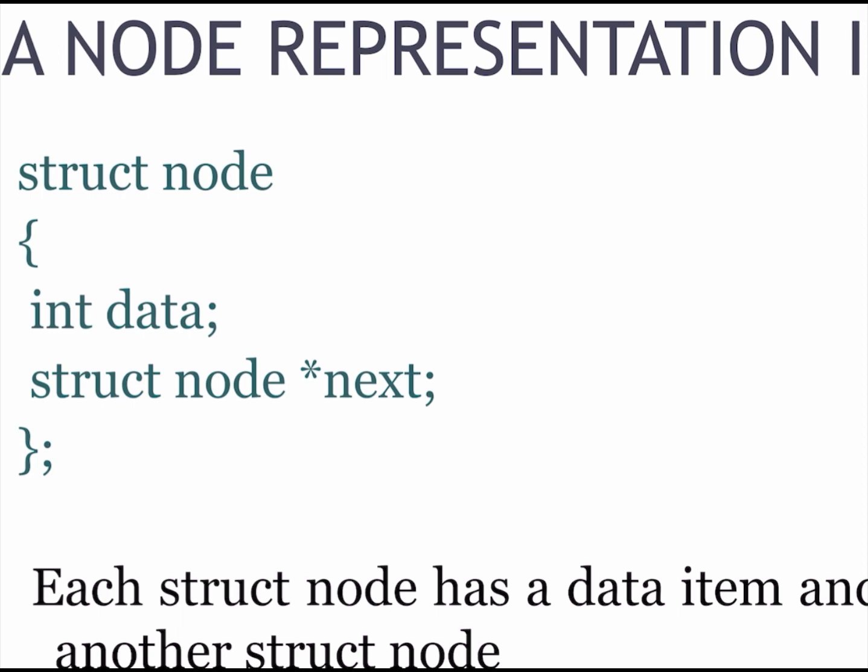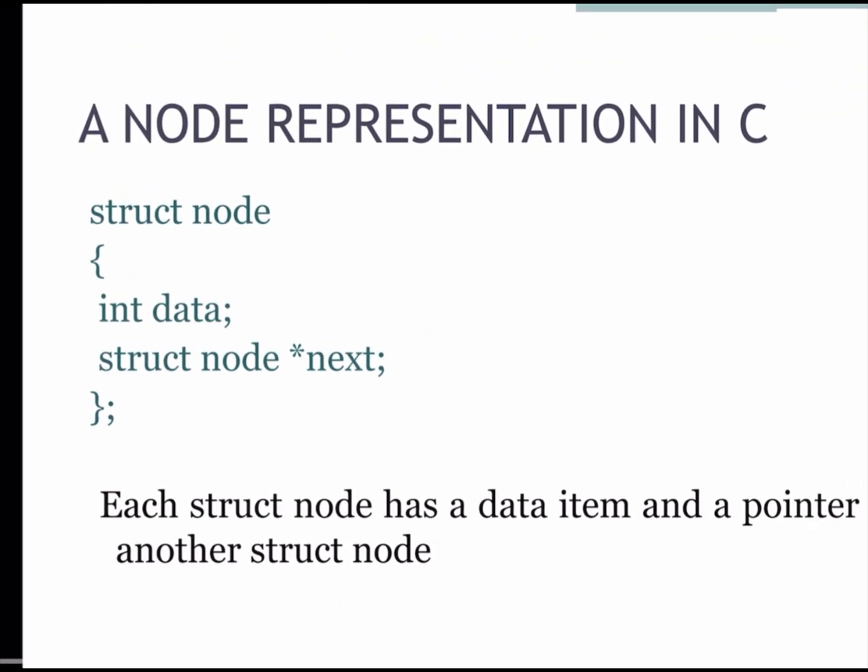an example for a creation of node, struct node. Struct is a keyword and node is a name. Here a data part and a link part is there. The data is an integer. We can use any data type, integer, float, any other data type. And struct node star next, which is a self-referential structure which points to the next node. Okay, each struct node has a data item and a pointer which points to another struct node.